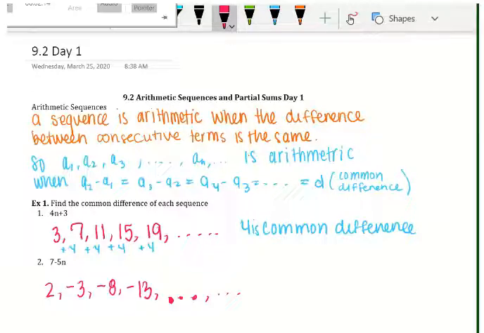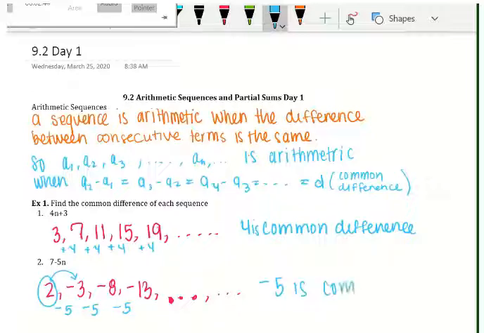Okay, and now we could find the common difference. Negative 3 minus 2, that's negative 5. Negative 8 minus 3, that's again negative 5. So I need to subtract 5 from a term to get the next term. So I need to subtract 5 from 2 to get the next term, which is negative 3. So negative 5 is the common difference.